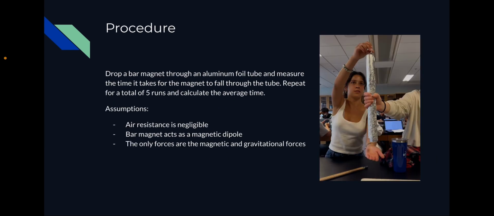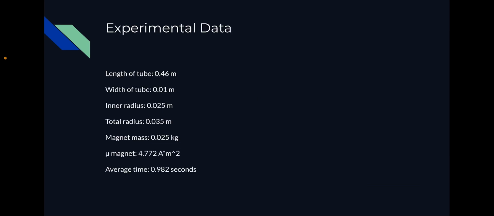So what was the procedure for this lab? Essentially, we dropped a bar magnet through an aluminum foil tube and measured the time it took for the magnet to fall through the tube. And we did this 4 more times after the first time, so we had a total of 5 runs, and then we calculated the average time from that. The assumptions that we had to make for this lab were that air resistance was negligible, the bar magnet acts as a magnetic dipole, and the only forces are the magnetic and gravitational forces.